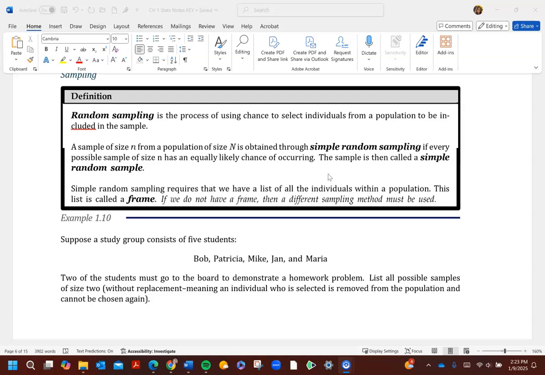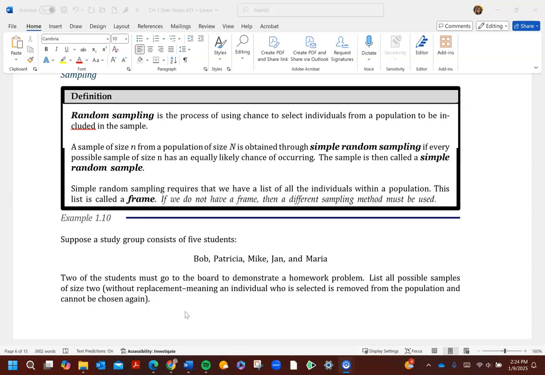So for an example, in example 1.10, suppose a study group consists of 5 students: Bob, Patricia, Mike, Jan, and Maria. 2 of the students must go to the board to demonstrate a homework problem. List all the possible samples of size 2, without replacement. That means that whoever is selected is removed from the next pick. It wouldn't be 2 of the same people.